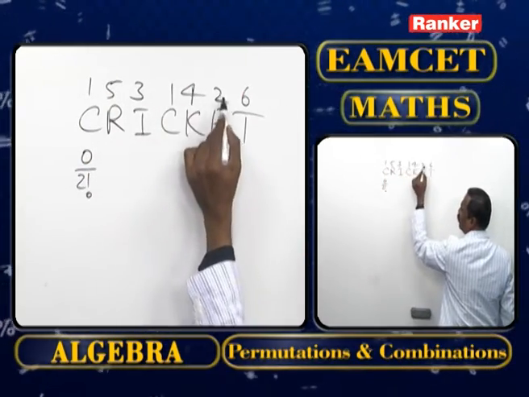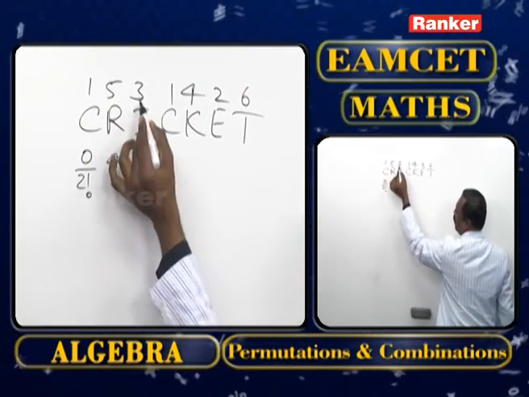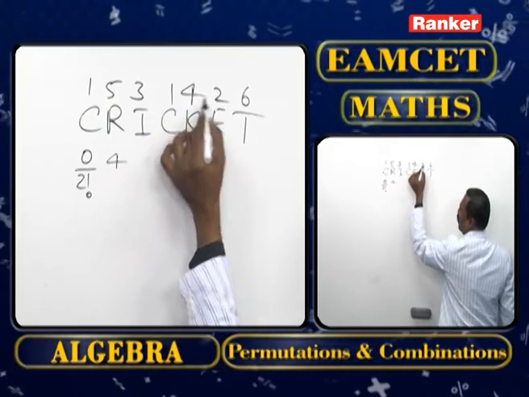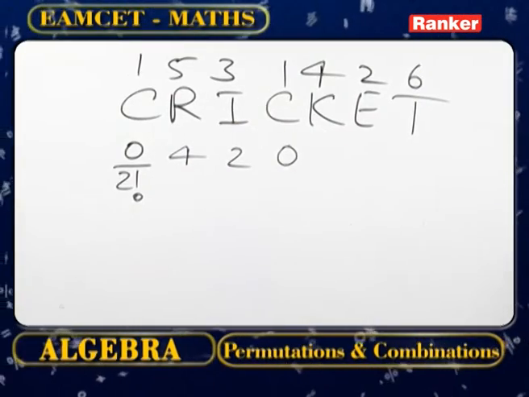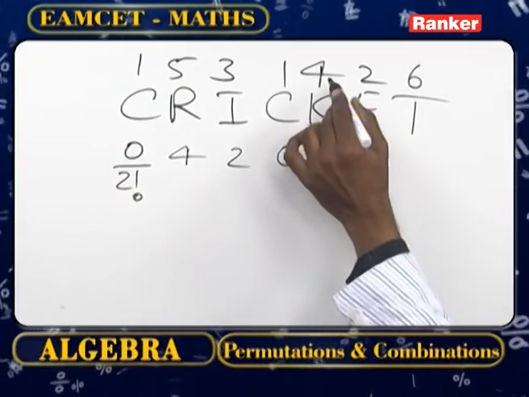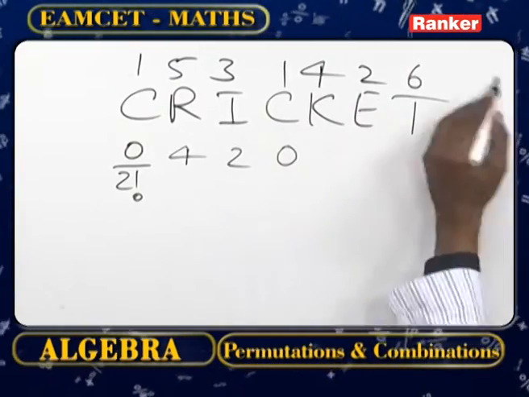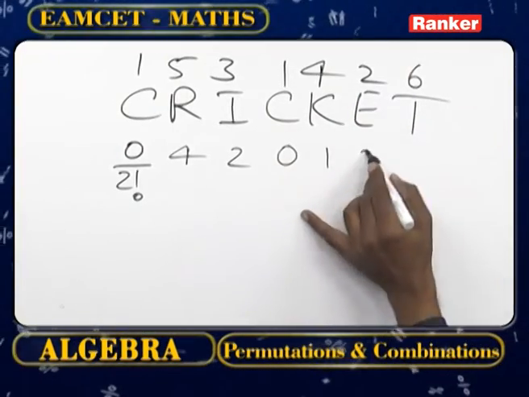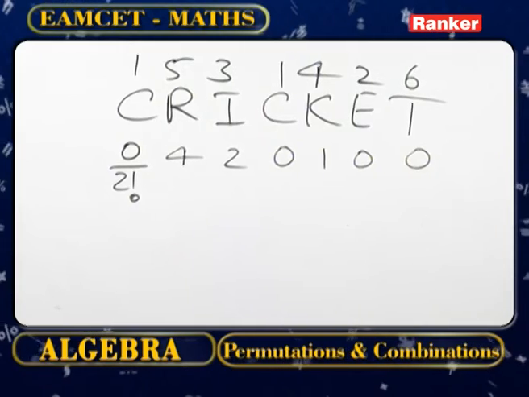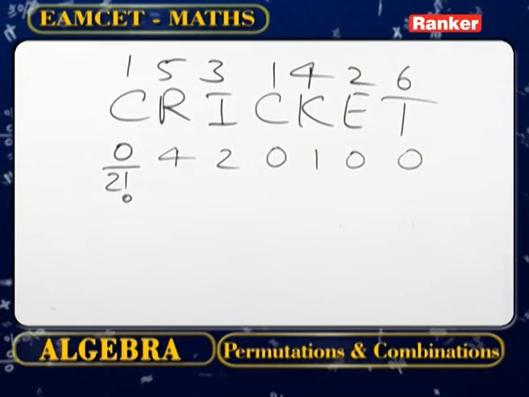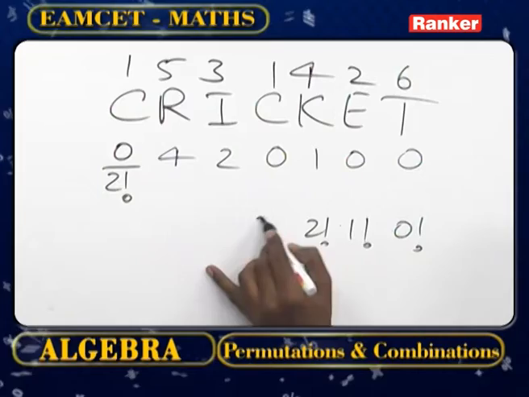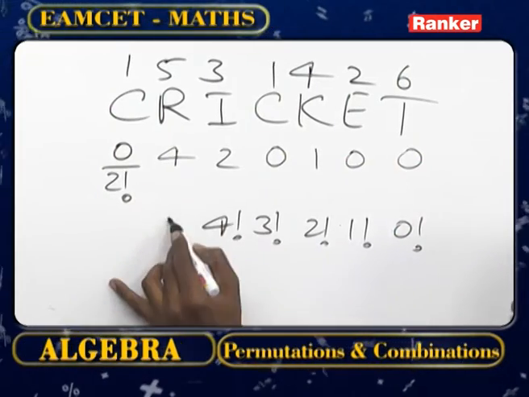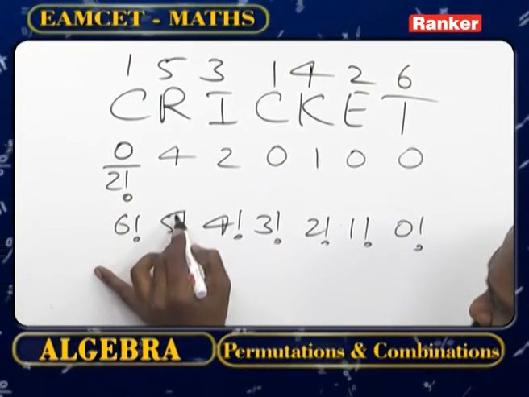1, 2, 3, 4. Less than 3, only right side to it: 1, 2. Less than 1, only right side to it: 0. Less than 4, only right side to it: 1, 0, 0. That's what your understanding must be. Now 0 factorial, 1 factorial, 2 factorial, 3 factorial, 4 factorial, 5 factorial, 6 factorial.